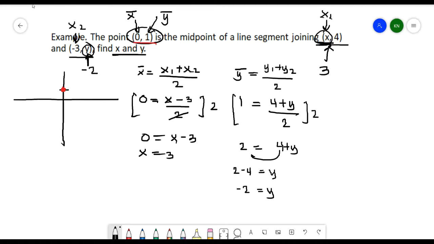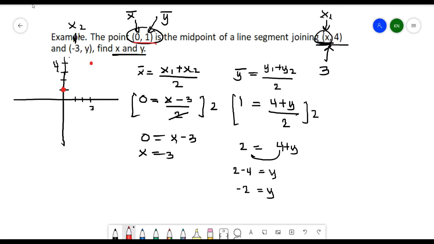Now let's try to graph our points. So we have (3, 4). That is 1, 2, 3, and 4 is 1, 2, 3, 4. So let's just erase this one. So we have this one is 3, this one is 4. So that is somewhere in this area.